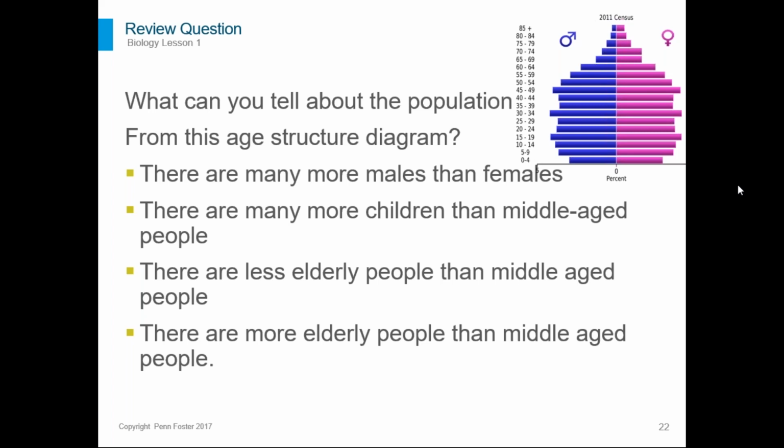So one last poll review question for you to answer. What can you tell about the population from this age structure diagram? Actually, I won't bring the poll up till we read it so that you can look at the picture. So based on this diagram, can you tell that there are many more males than females? There are many more children than middle-aged people? There are less elderly people than middle-aged people? Or there are more elderly people than middle-aged people?